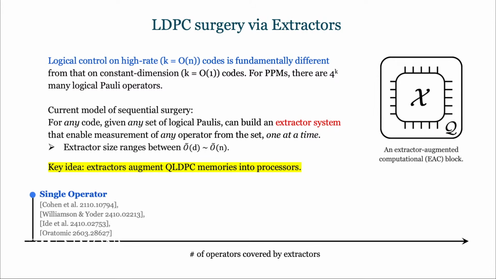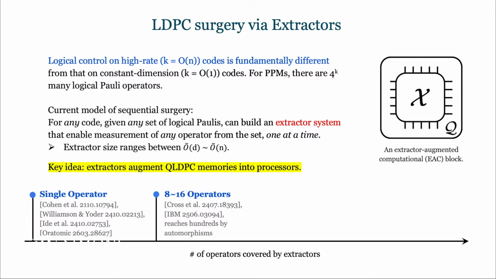So on one end, we have these single operator extractors, which means they can measure 1, sometimes 2 operators, depending on your choice. And some of the works here are actually early works on LDPC surgery that have inspired a lot of later works. Now, you also have these extractor gadgets that are a little bigger. They can measure around 8 to 16 operators.